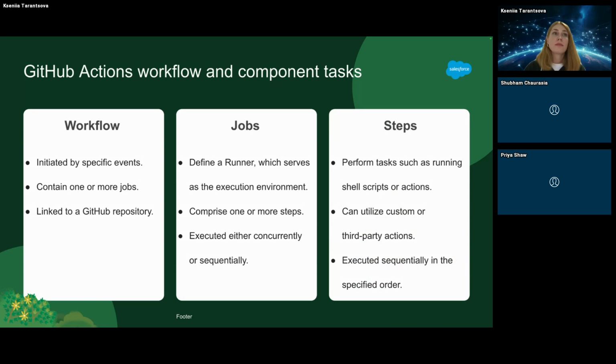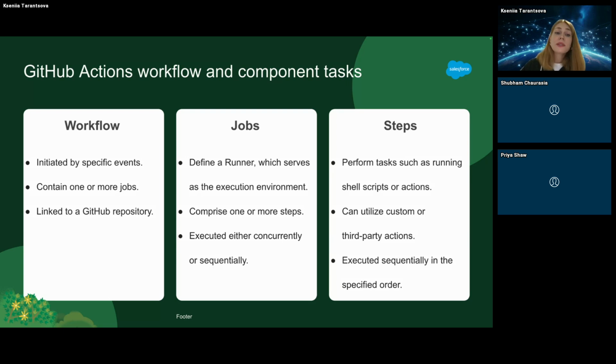So the workflow, as we could already understand from the previous slide, is the overall structure that defines the automation process. A workflow is actually like our CI/CD pipeline. A workflow is initiated by specific events. Workflows are triggered by events such as code pushes, pull requests, or scheduled times. It could be a manual run, and so on. A workflow contains one or more jobs that define the tasks to be performed. And obviously, a workflow is linked to a GitHub repository. Each workflow is associated with a specific repository where it is defined in a YAML file.